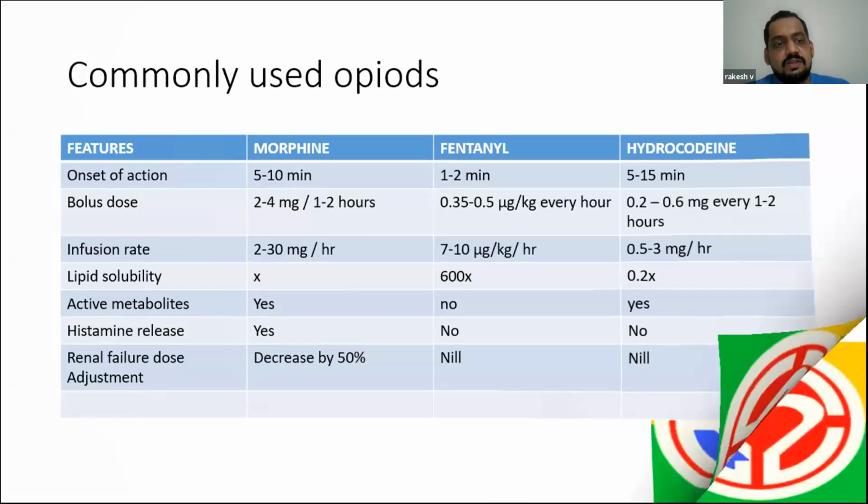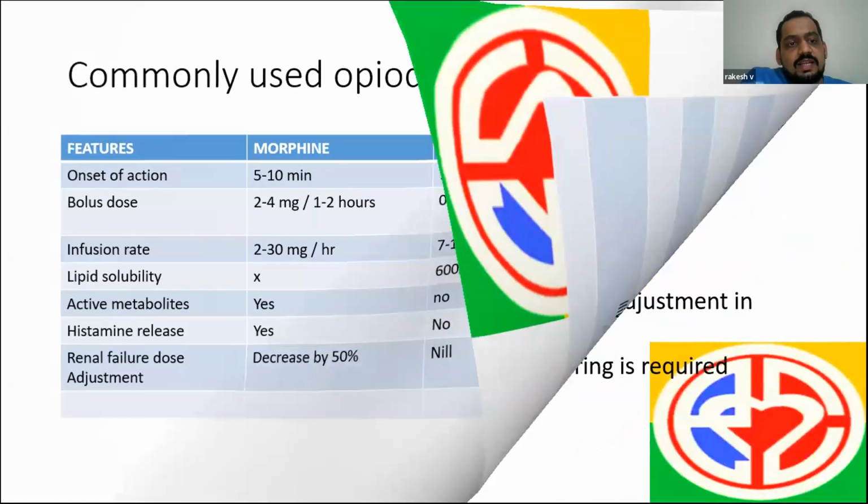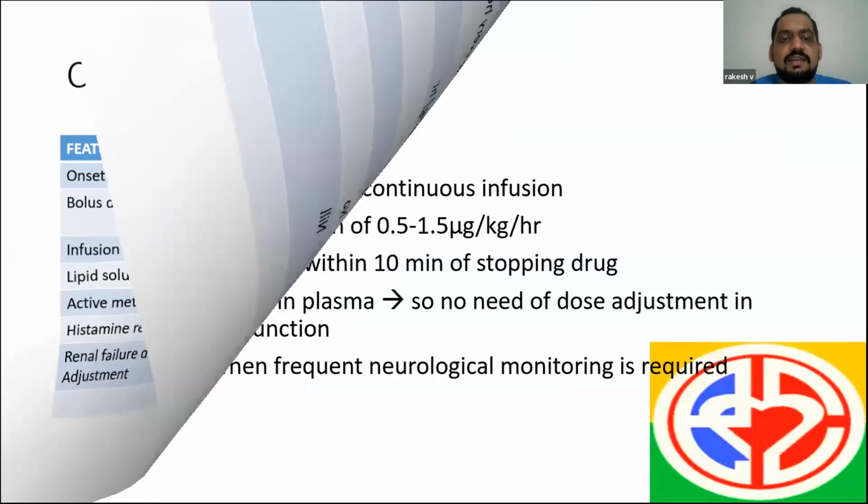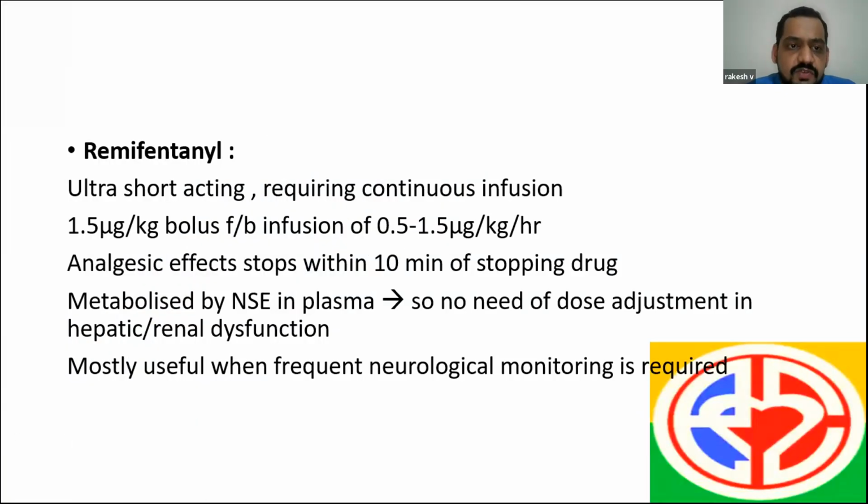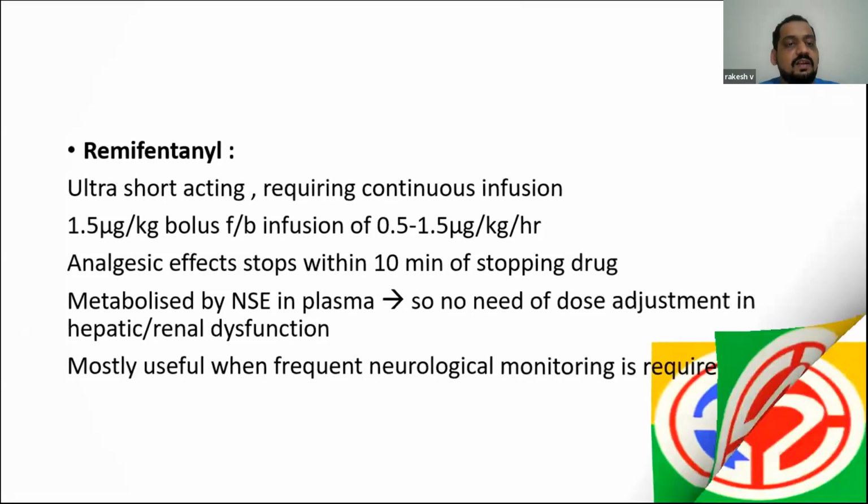Coming to a newer drug called remifentanil. It's an ultra short acting drug where you can use a continuous infusion of remifentanil 0.5 to 1.5 micrograms per kg per hour. The analgesic effect stops within 10 minutes of stopping the drug. There is no accumulation of remifentanil in the body, and it is metabolized by plasma cholinesterase. So no need of dose adjustments in hepatic or renal dysfunction patients. It is mostly useful if you want to do frequent neurological monitoring.